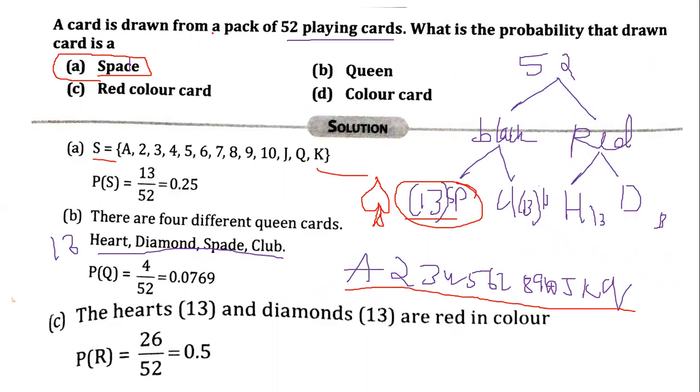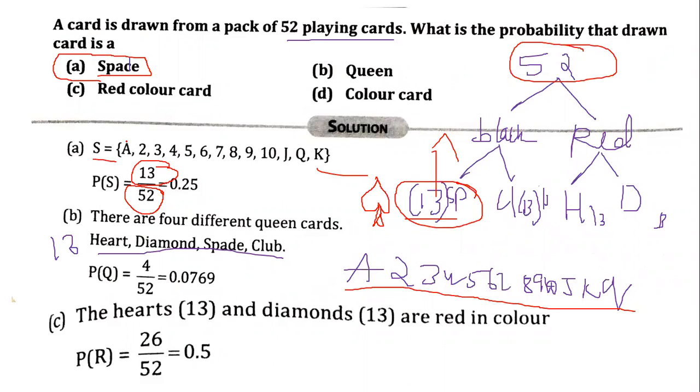Let's read the question once again. A card is drawn from a pack of 52 playing cards. So totally 52 cards are considered and one card is randomly picked. So 52 should be your total number of cards, or total number of possibilities. So 52 is your total number of exhaustive events. Now out of 52, if I draw one card and that card has to be a spade, then I have 13 possibilities of taking a spade card.